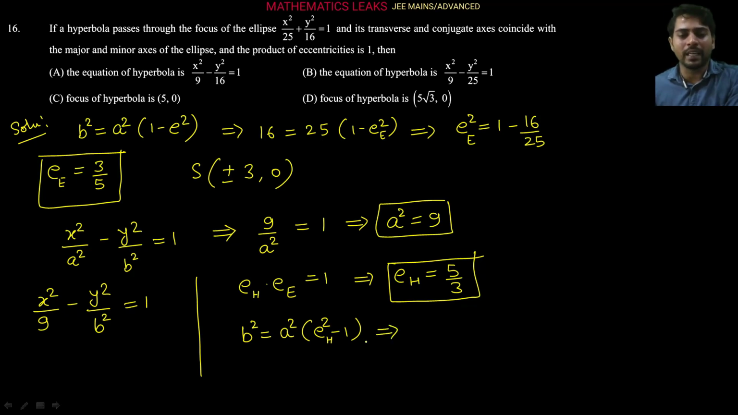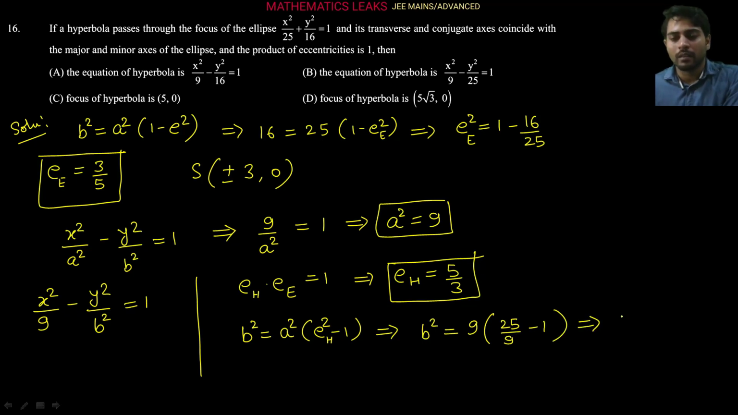The eccentricity we already have, so the b square value we will be getting here. b square is equal to a square. a square we already have here as 9. And the eccentricity of the hyperbola is 5 by 3, so its square is 25 by 9, minus 1. On doing simplification we are getting b square is equal to 25 minus 9, 16 by 9 into 9. So b square is equal to 16. So b square value is 16.